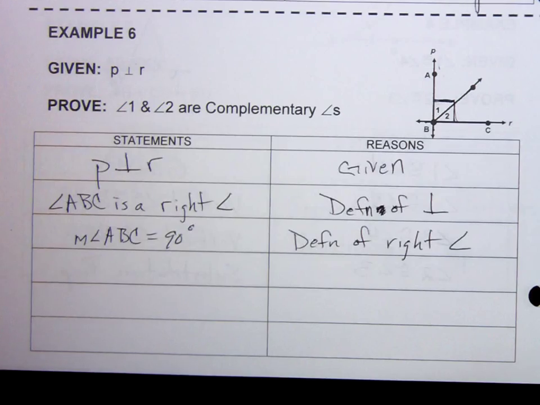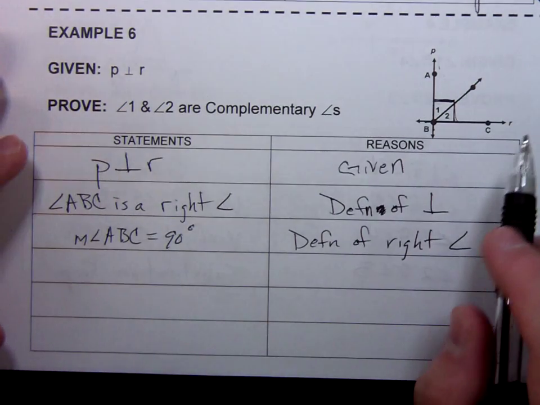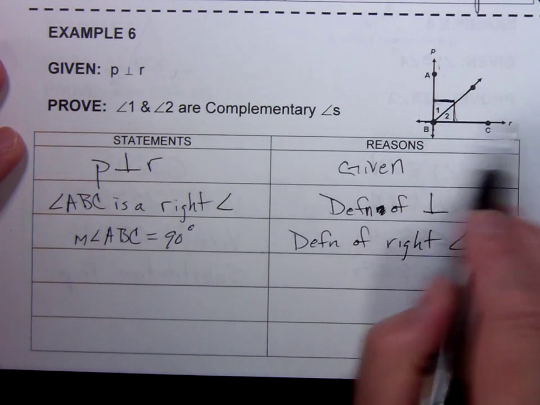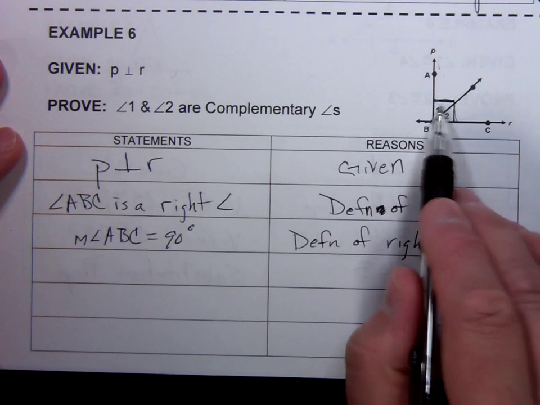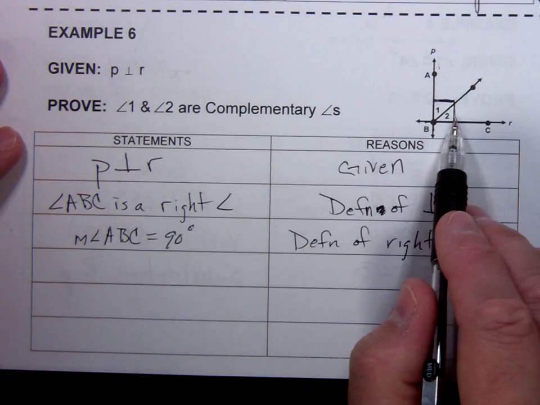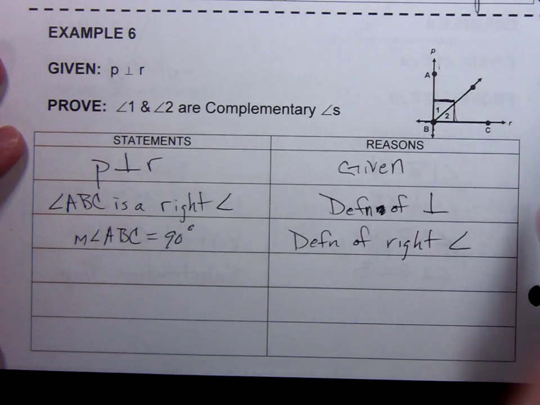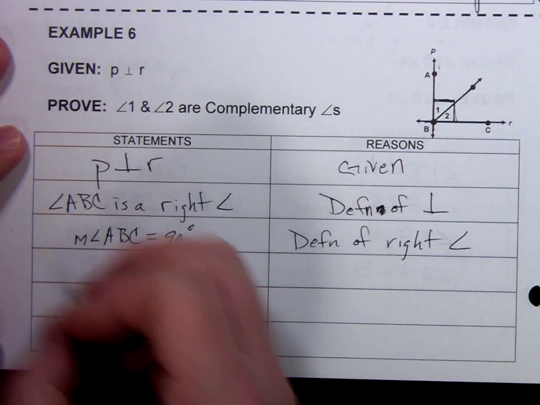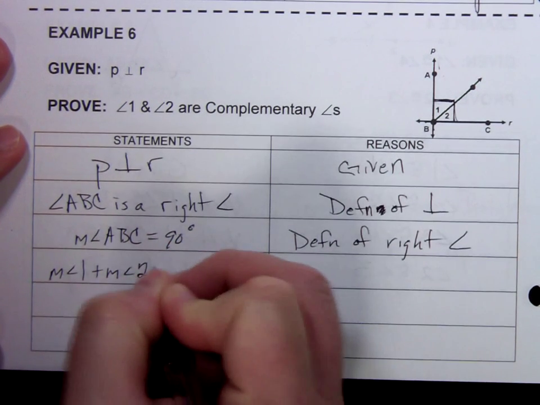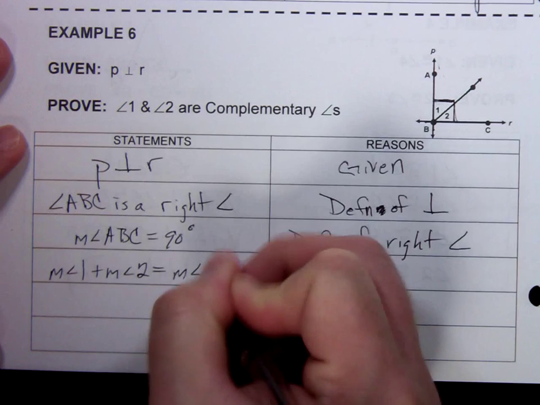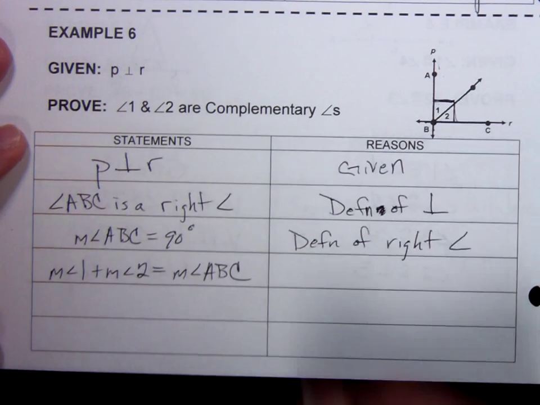Alright. So right here, the measure of angle ABC is equal to the sum of these two angle measures, angle 1 and angle 2. That's based on the angle addition postulate. Measure of angle 1 plus the measure of angle 2 equals the measure of angle ABC. Angle addition postulate.